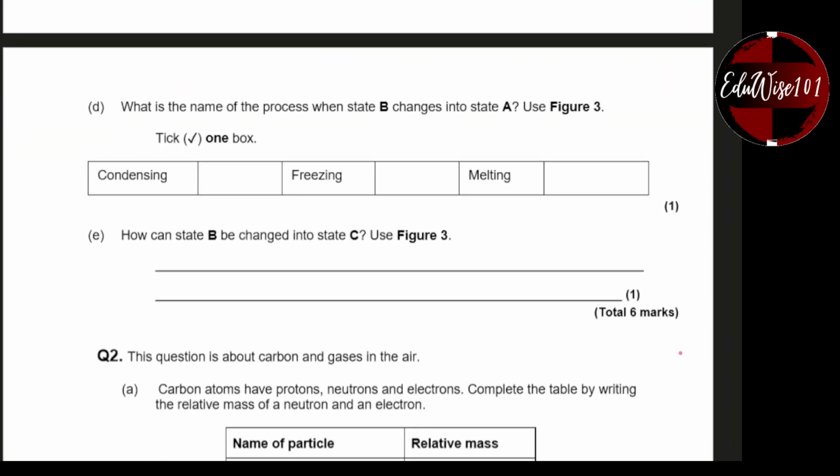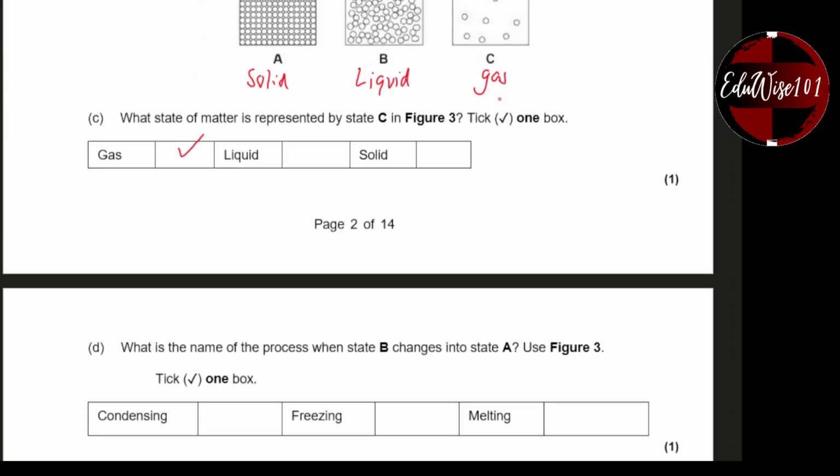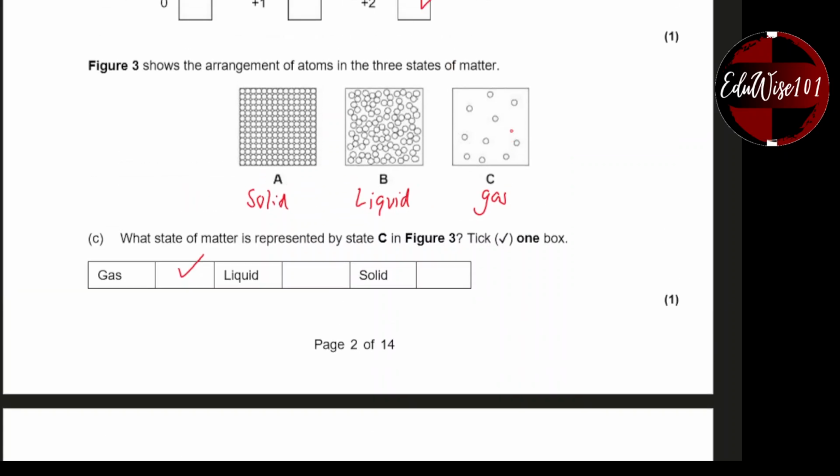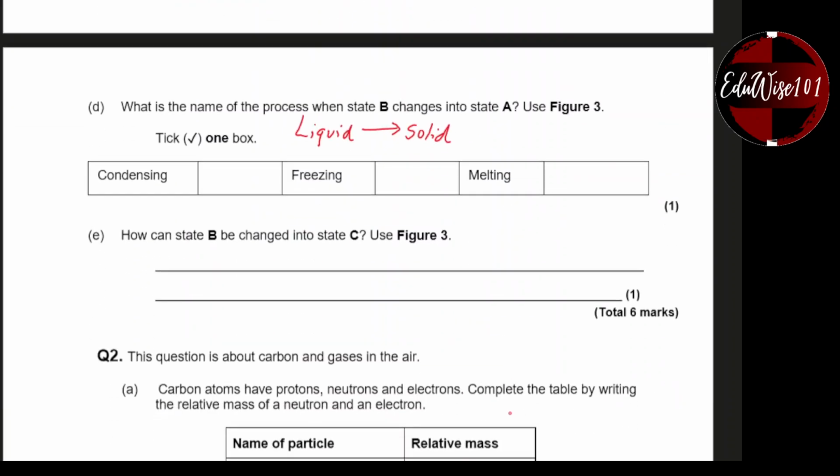What is the name of the process when state B changes into state A? So state B changing into state A, that's basically going backwards. So what do you call it when a liquid changes to a solid? When a liquid changes to a solid, we call it freezing.